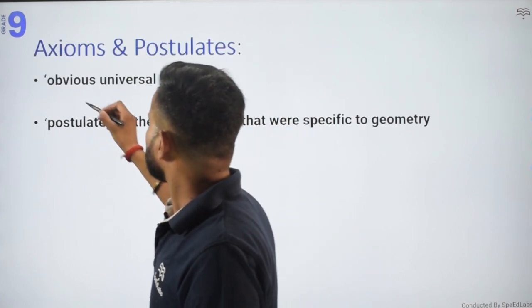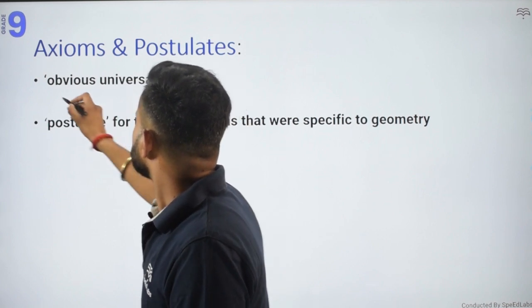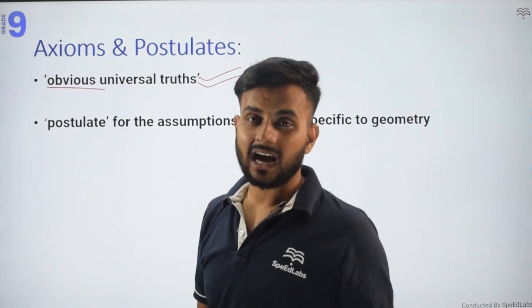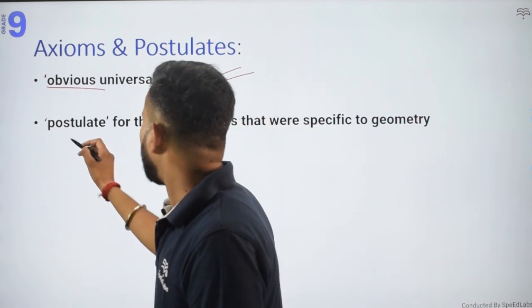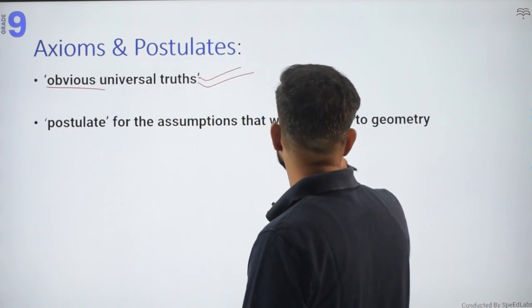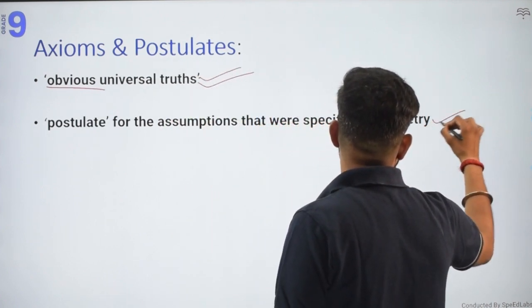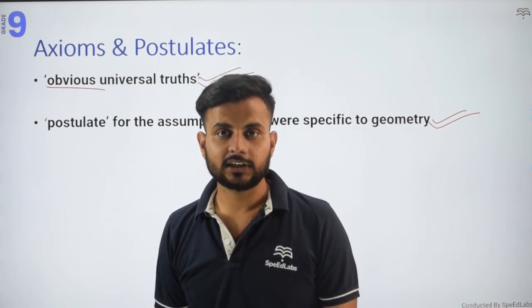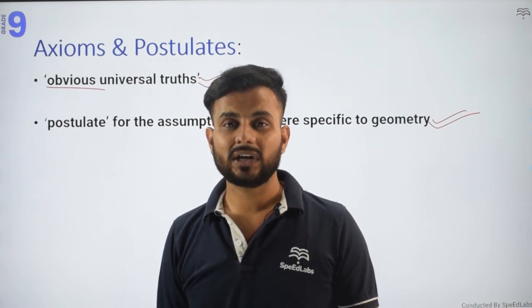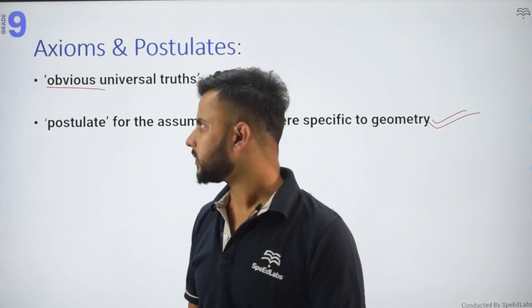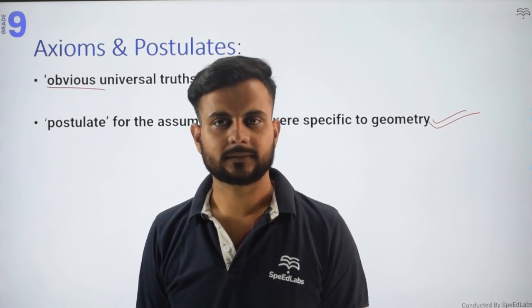Then if I'm talking about axioms and postulates, obvious universal truths are known as axioms, right? They are considered as axioms. And postulates are the assumptions that were specific to geometry only. So axioms are universal truths, and postulates are the assumptions which are true for geometry only. So these were the statements given by Euclid.